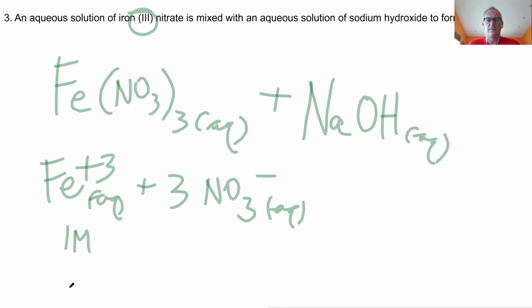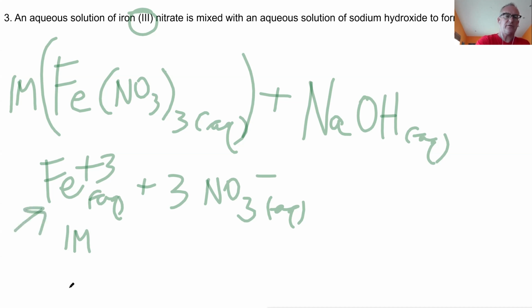Can you repeat the question? If my concentration of iron 3 nitrate, so this whole thing, is 1 molar in solution, what's my concentration of iron 3? And that's what the square brackets mean, molar concentration. What's my concentration of iron ions in solution? Isn't it just 1 molar? Right. Don't overthink it. Yes.